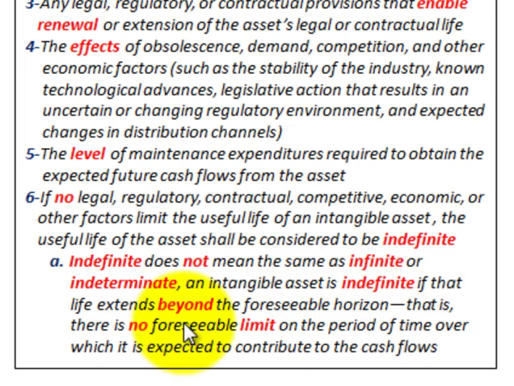That is, there is no foreseeable limit on the period of time over which it is expected to contribute to the cash flow. So again, we're looking at cash flows, and if you don't see any limit on the cash flows coming out of this intangible asset in the foreseeable future, then you would consider it an indefinite life on the asset. So you wouldn't have a limited life or a particular life determined on the intangible asset.